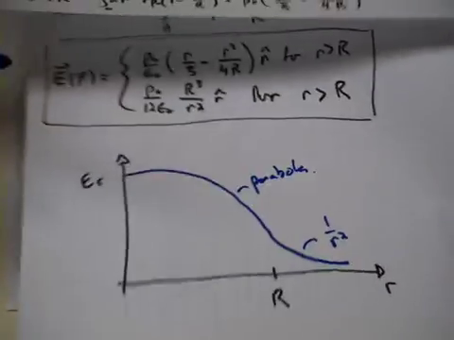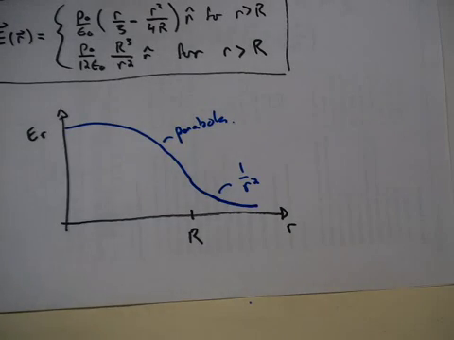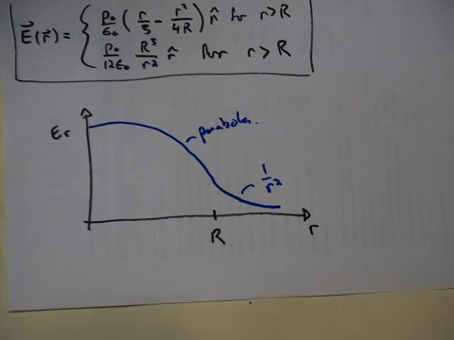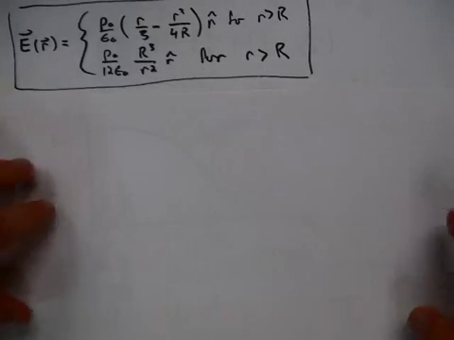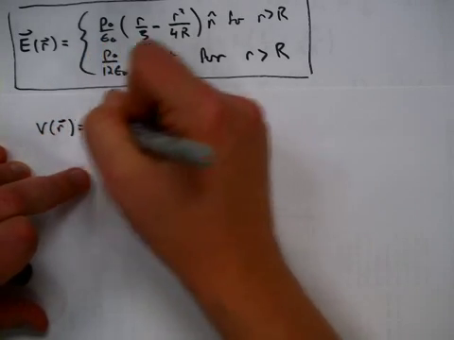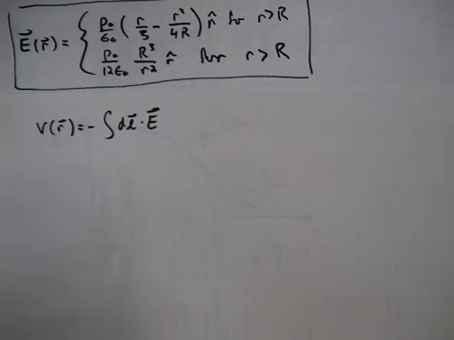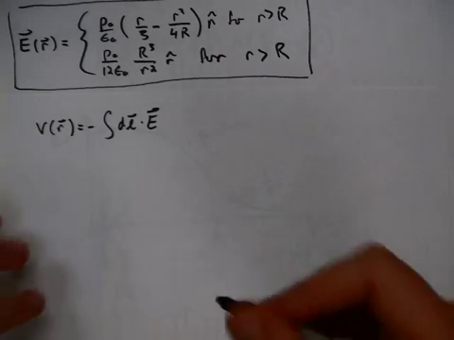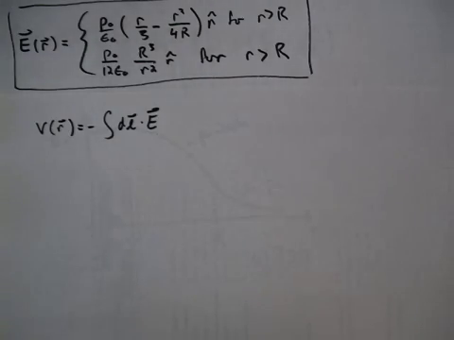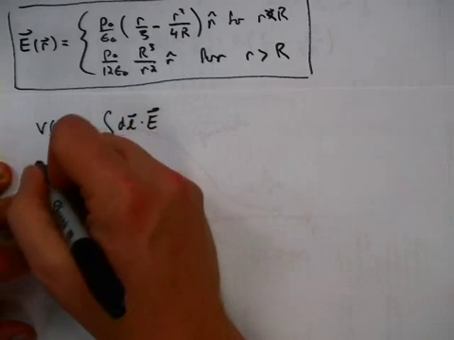Next, we need to find the potential, the electric potential, as a function of little r. The electric potential, by definition, V of r, is minus the integral dl dot the electric field. And now that we have the electric field, we can integrate the electric field from infinity to give us that. Again, we're going to do this for two different regions, and we're going to do r greater than capital R first.